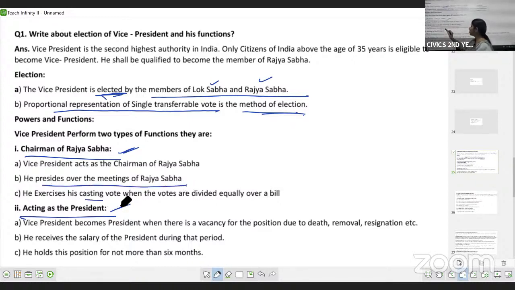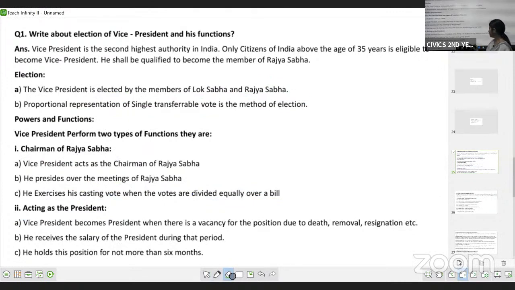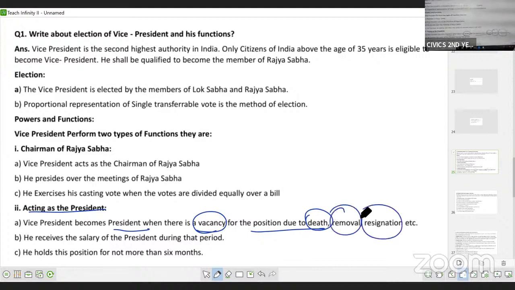He will cast his vote if the votes are equally divided over a bill. Only when the votes are equally divided over a bill can the vice president give his vote. Otherwise, he need not vote. Then, acting as president, the vice president becomes president when there is a vacancy to the position of president, due to death, removal or resignation.